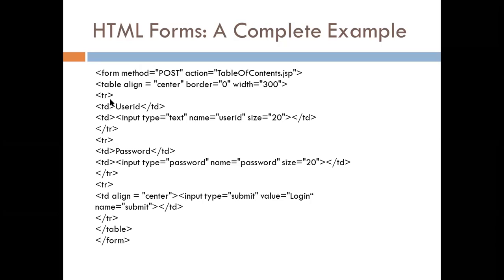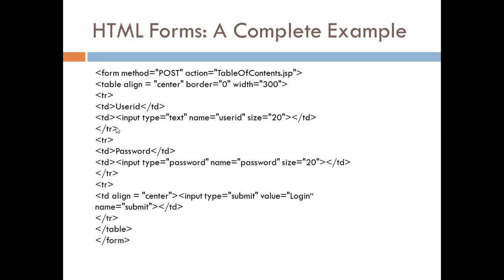TR means table row. So the TR tag stands for table row tag. So that is the first row. TD means table data. So within a row, one column. So user ID. Then in the TD tag, we will have the input type equal to text, name equal to user ID, size equal to 20. So one text box will appear.